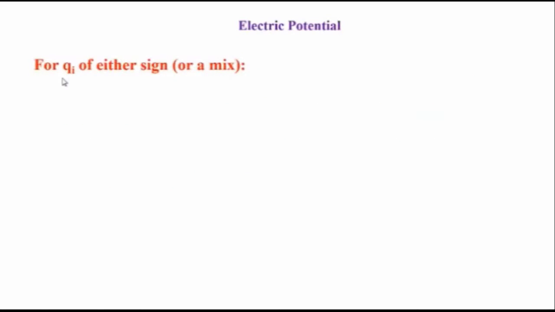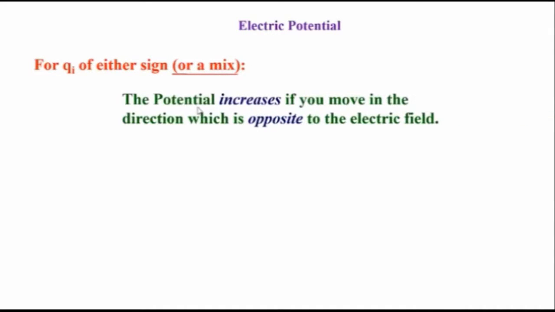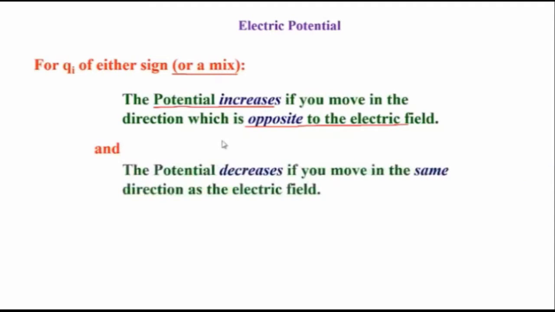So if we have Q sub i of either sign, and it could even be a mix, if we take the electric field and look at the way the potential changes when we go in different directions, the potential increases if you move in the direction which is opposite to the electric field. And of course the inverse. The potential decreases if you move in the same direction as the electric field. One way to remember this is that if you are opposing the electric field with a test charge that of course is positive, you have to push. And so you're doing work, and since energy is conserved, that goes into the potential energy.